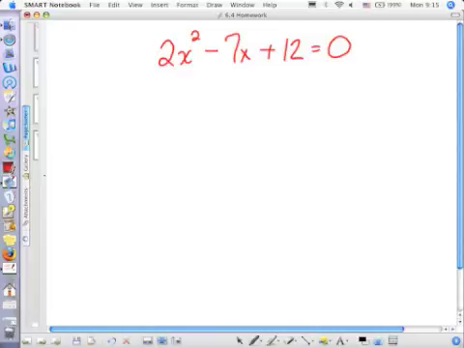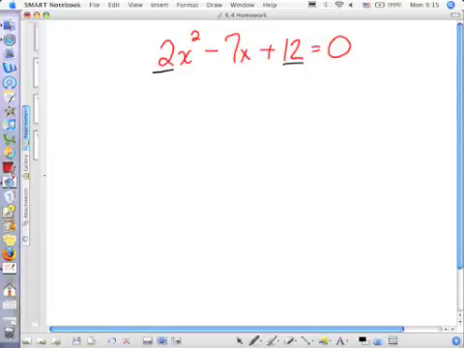Number 42. Testing if it's factorable. What would you ask yourself, James? To see if it was factorable, we would say, what are factors of what? 24. Do we have factors of 24? Why 24? Because we take the product of these two.